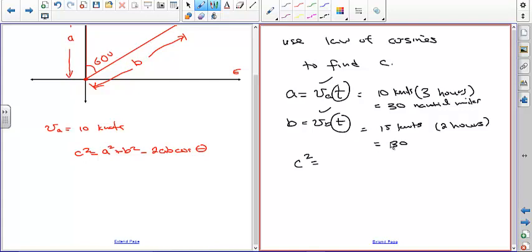So actually, it travels for less time, but it travels the same. Actually, the distance is the same. So go ahead and plug those into here.